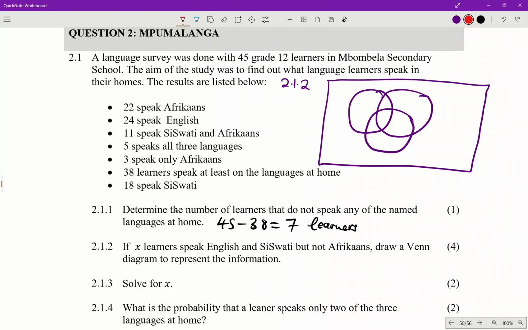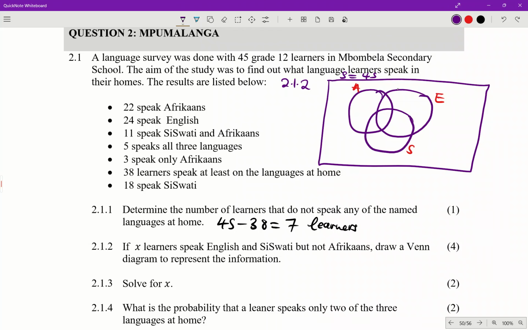So first, remember, let's first specify our Venn diagram circles. Let's first determine the events that we have. We have Afrikaans, we have English, we have Siswati. So we have three events: Afrikaans, English, Siswati. And again, the sample space or sample size is 45. That's 45. Always write that down, guys.